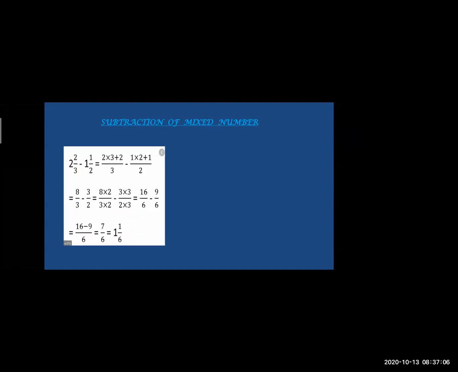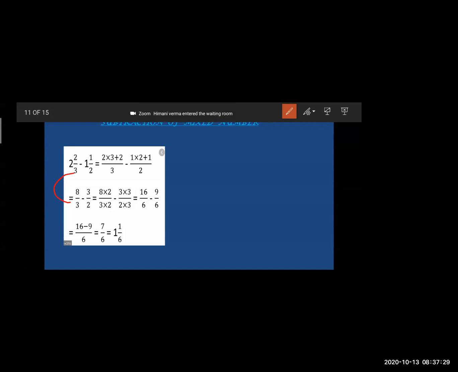See here, one sum we have is 2 upon 3 minus 1 upon 2. First they were mixed numbers, and then we converted the mixed numbers into improper fractions. So 2 and 2/3 will give you 8 upon 3, because 3 twos are 6 plus 2 is 8. Next, 1 and 1/2 will give you 2 ones are 2 plus 1, that is 3 upon 2. So we have converted the mixed numbers into improper fractions: 8 upon 3 minus 3 upon 2.